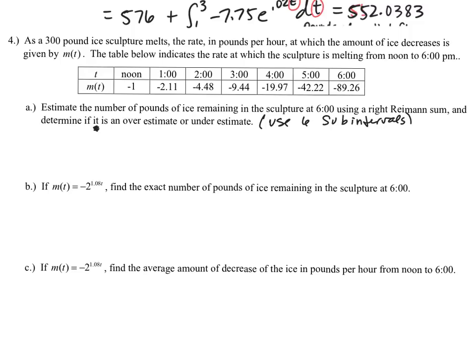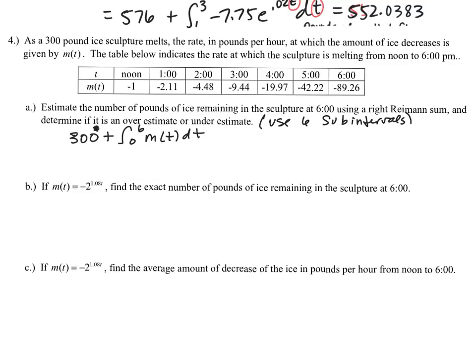All right, if we were going to get an exact amount of ice left in the sculpture, we would take the initial amount, which was 300 pounds, plus the integral from 0 to 6, because if we let noon be t equals 0 and 6 o'clock be t equals 6, it would be the integral of m of t dt. Now that would give us the exact amount. Unfortunately, we don't yet have a function for m of t, the rate at which the ice is melting.